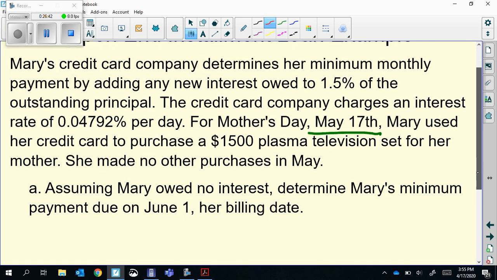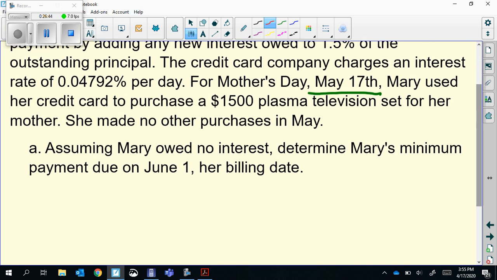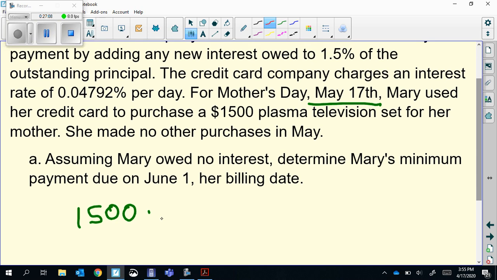So a $1,500 TV for her mother, and then she made no other purchases. So the principal then would be $1,500, and it says that there's no interest here. Usually not in that first amount. They calculate interest after that, but so on June 1st, her billing, no interest yet, except they will calculate the 1.5%. So multiply that by 0.015, 1.5%.